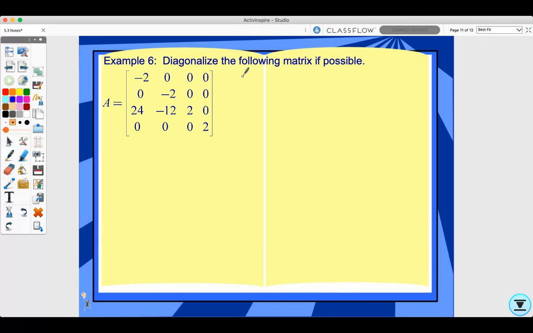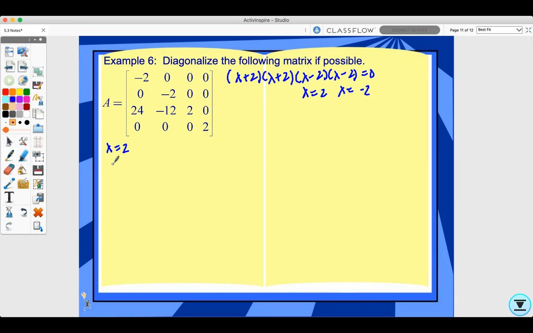So let's look at example 6. Diagonalize the following matrix if possible. So this is triangular. So our eigenvalues come from lambda plus 2 times lambda plus 2 times lambda minus 2 times lambda minus 2 equals 0. So lambda equals 2 and lambda equals negative 2 are our two eigenvalues. So step 2, we would go through and find our basis for lambda equals 2.